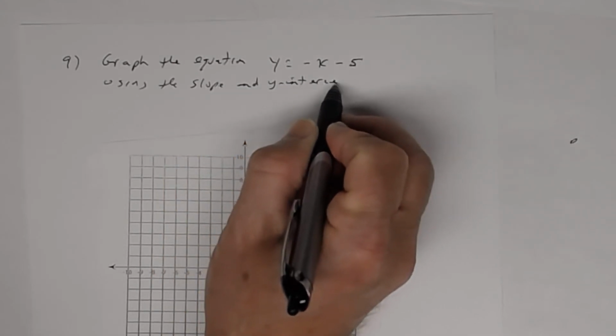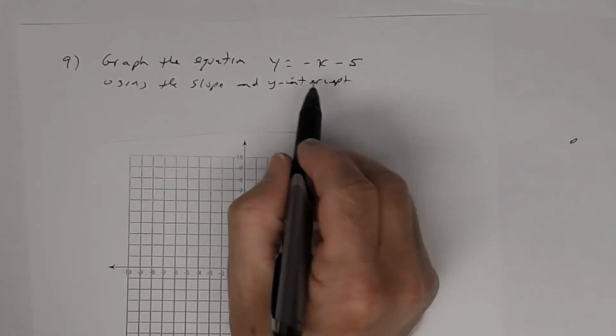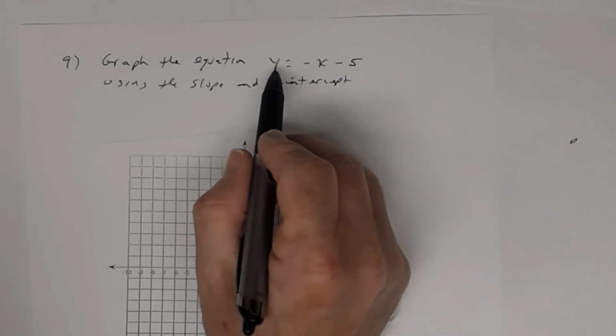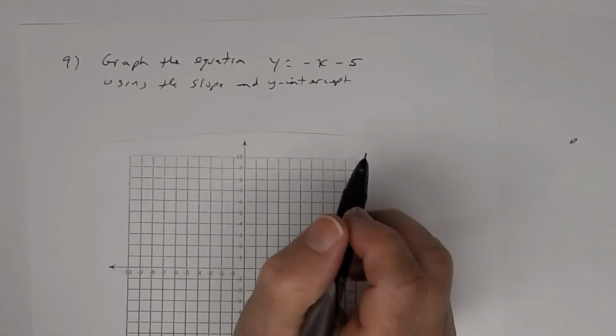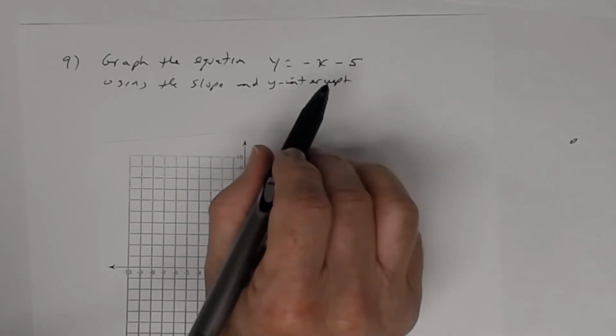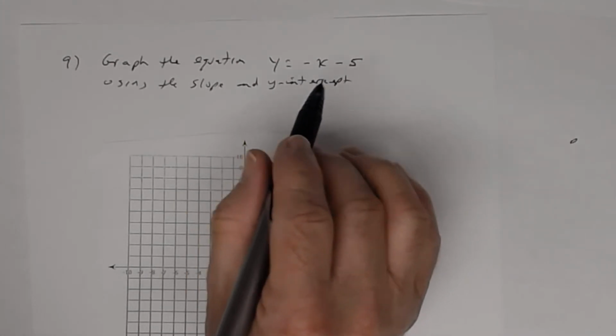All right, now remember, to graph a line, you need 2 points. I want you to recognize, though, that this is already, see, y is by itself, so this is slope-intercept form. It looks like the negative x may throw some people off right there. So let's talk about that.